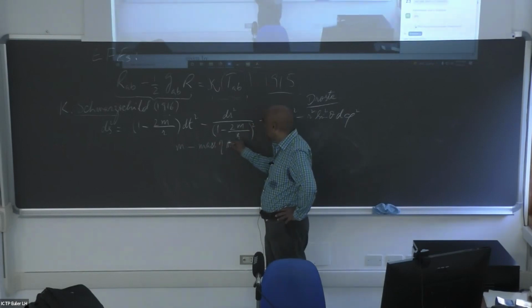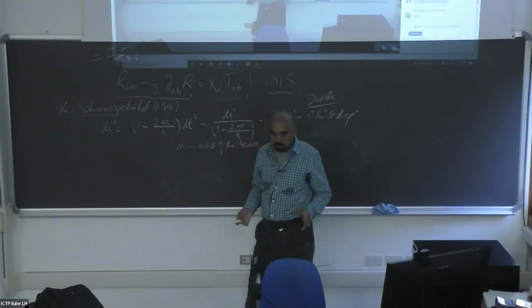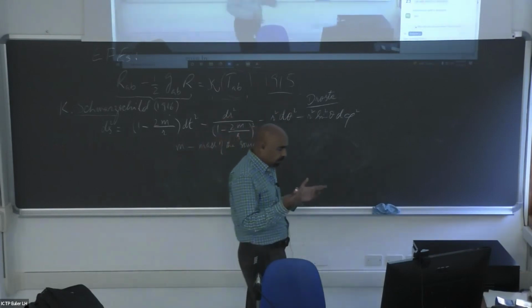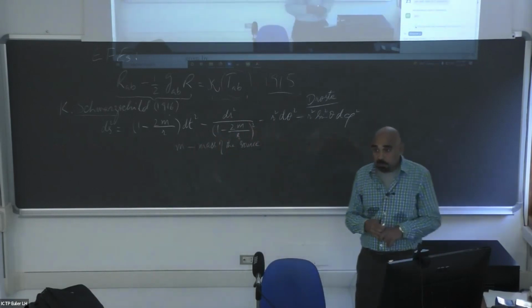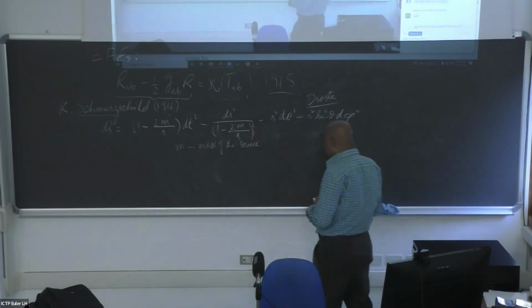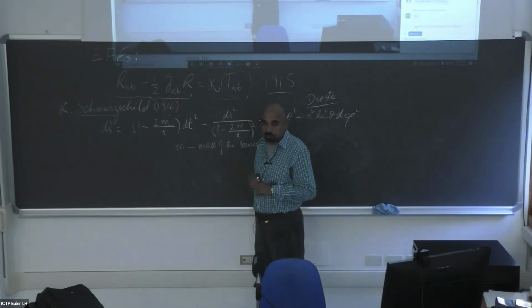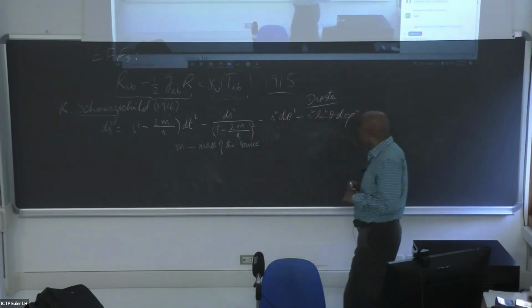Mass of the source. Any source. I mean, we can start from a planet to a star or whatever. We can take any object that has some mass concentrated at the center of the geometry, like in classical mechanics. And that mass is represented by M.